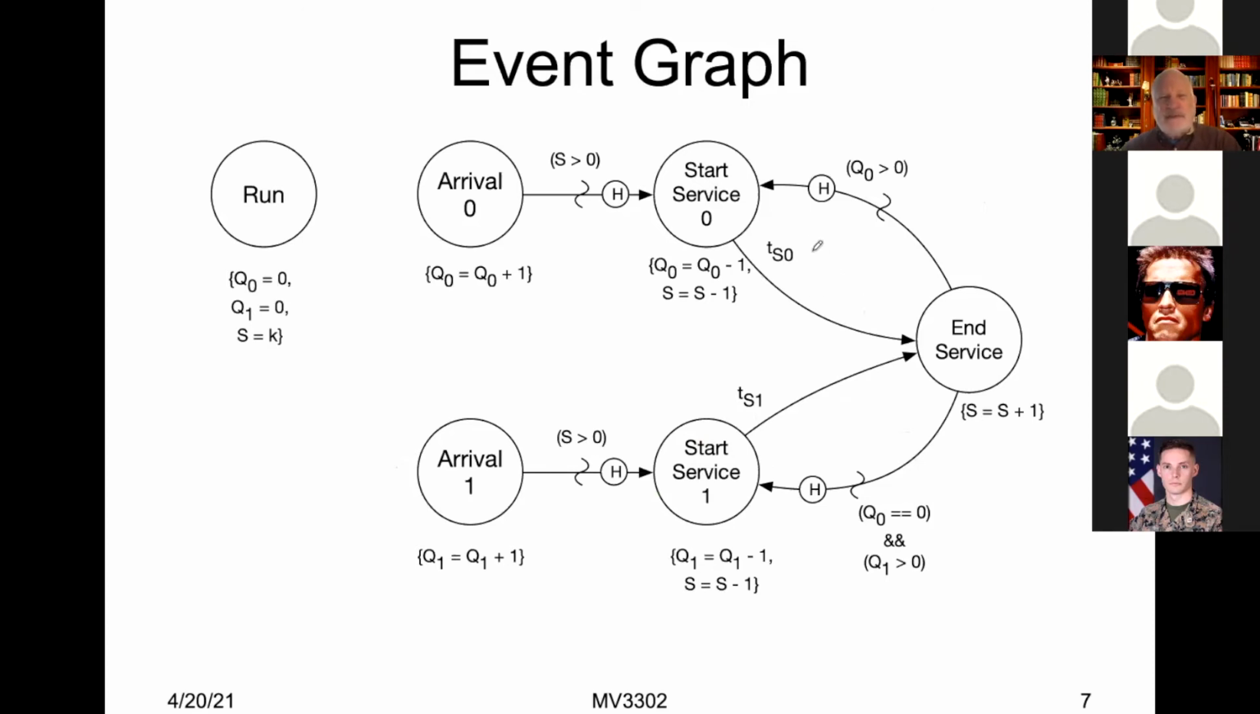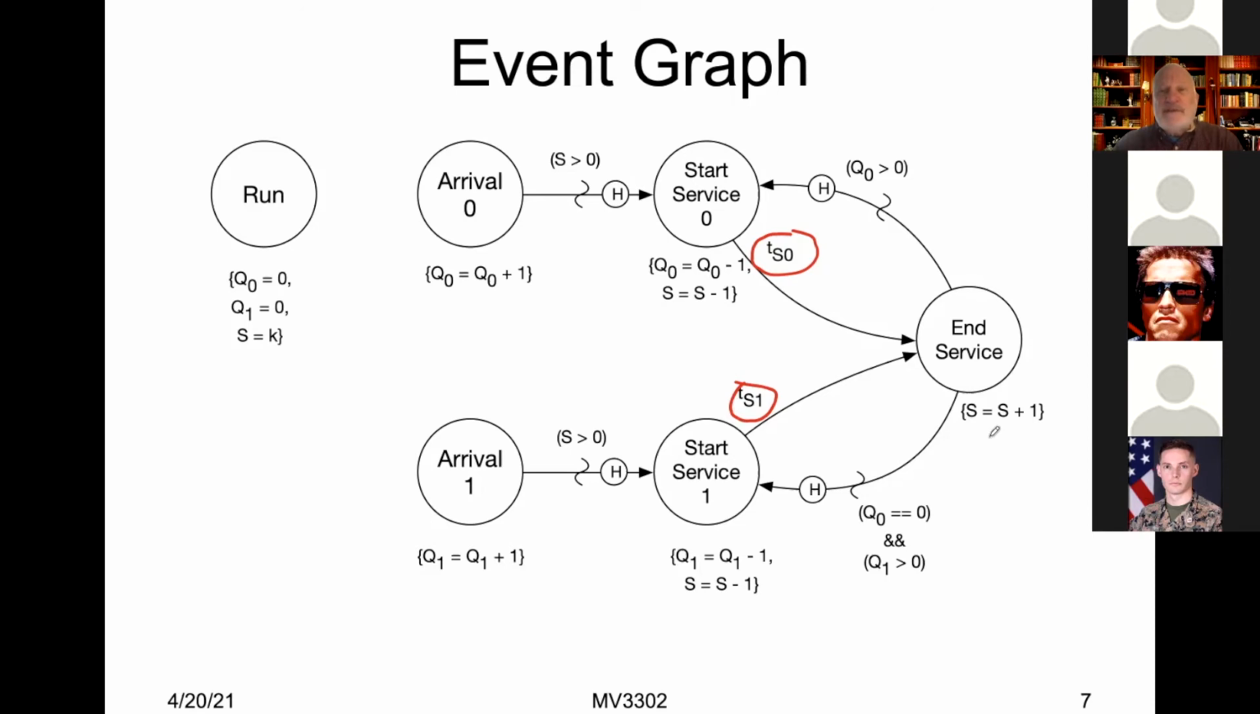Look at this situation. Here, the service times only depended on the customer type. But if I start service on a customer of type 0, then I know that I need to use a service time of a customer of type 0. And likewise, if I'm starting service on a customer of type 1, then I use a service time of a customer of type 1.